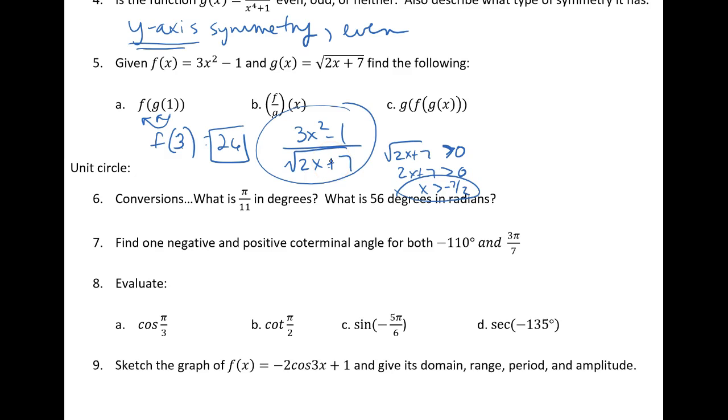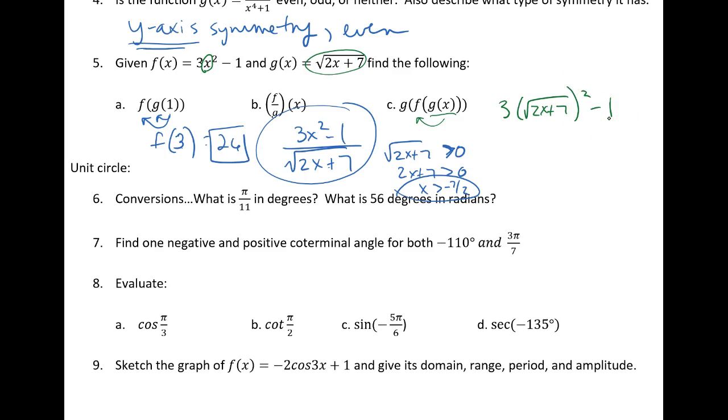All right, part C. Okay, so this one looks horrible. We are going to take it back to front. So g gets plugged into f, and then all of that gets plugged into g. So let's just take it one step at a time. g is this equation, so I'm going to take that equation and shove it into f anywhere I see an x. So this will become 3 times the square root of 2x plus 7, squared, minus 1.